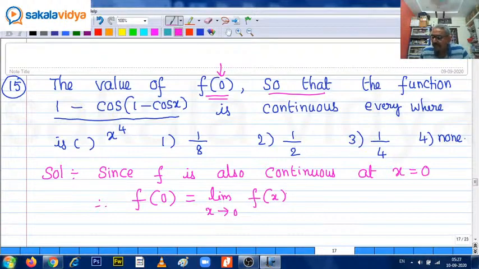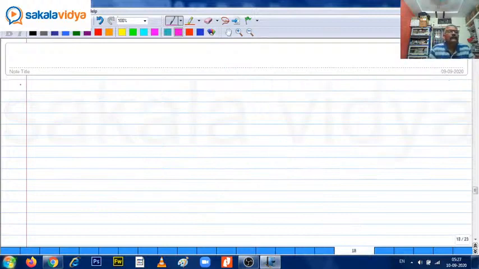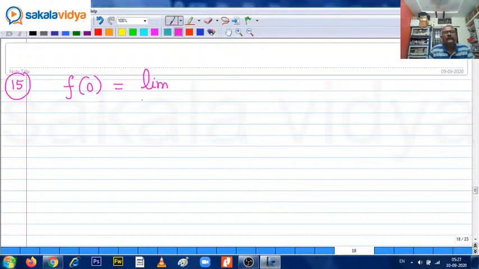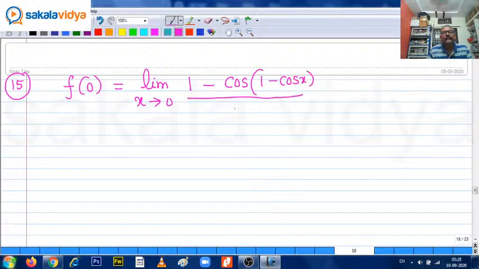Okay, no problems. Now 15th: f of 0 equals the limit as x tends to 0 of 1 minus cos of (1 minus cos x) upon x to the power of 4.